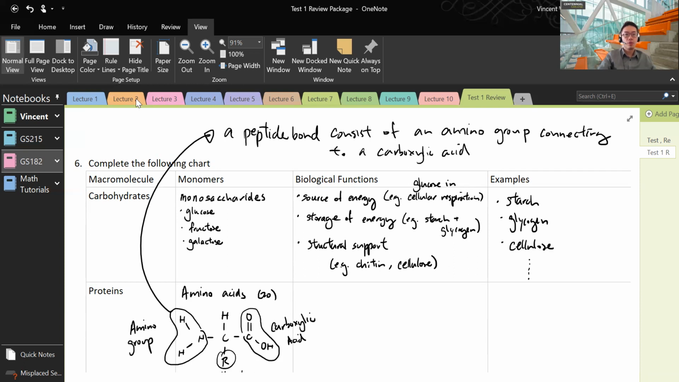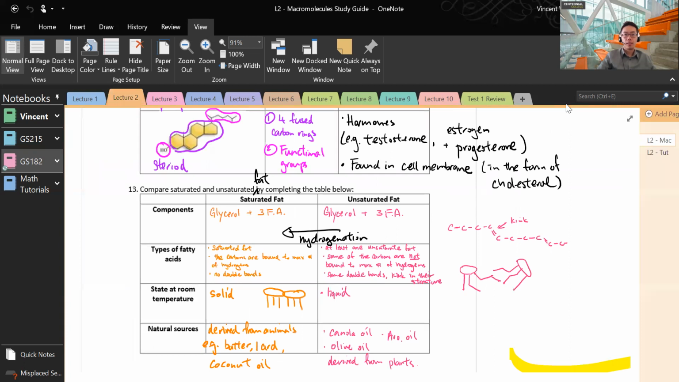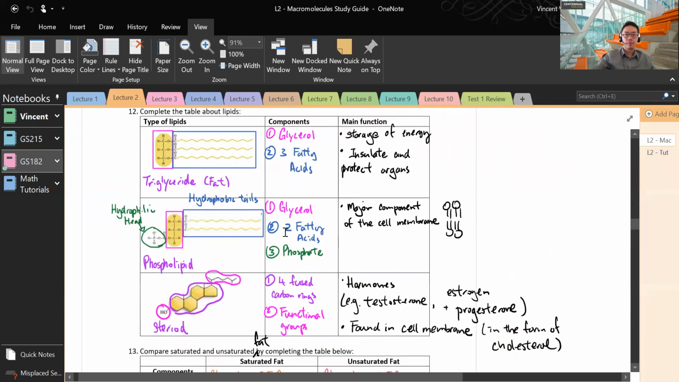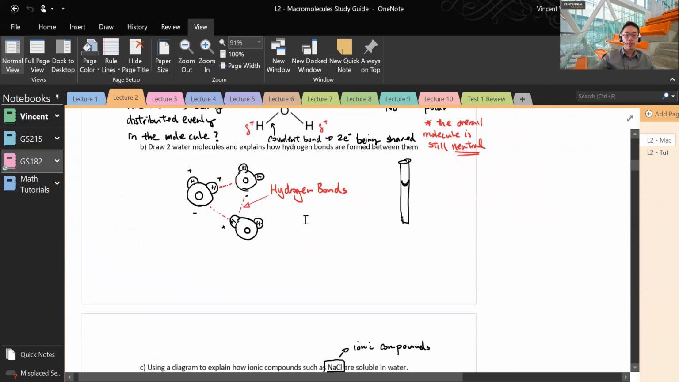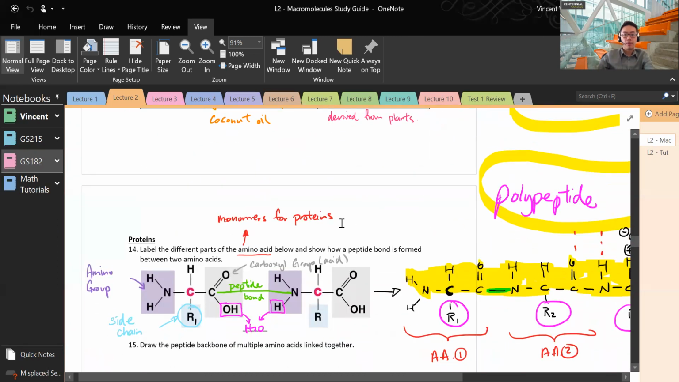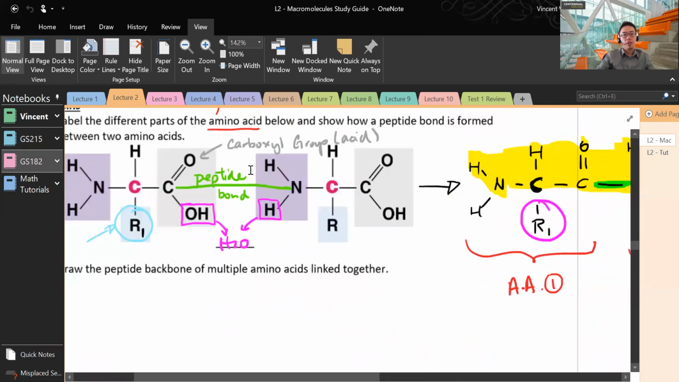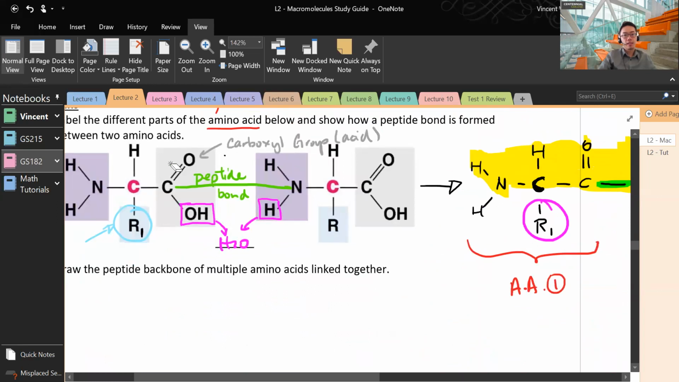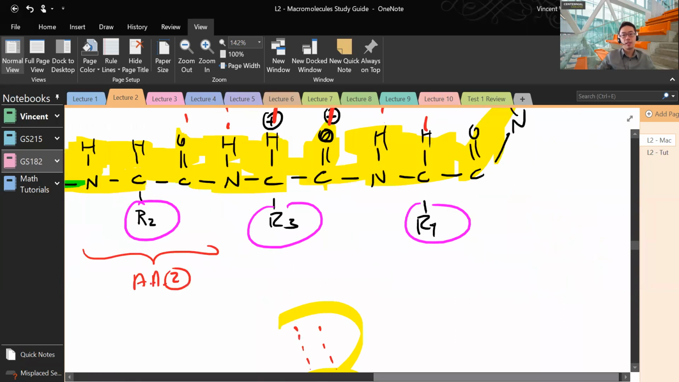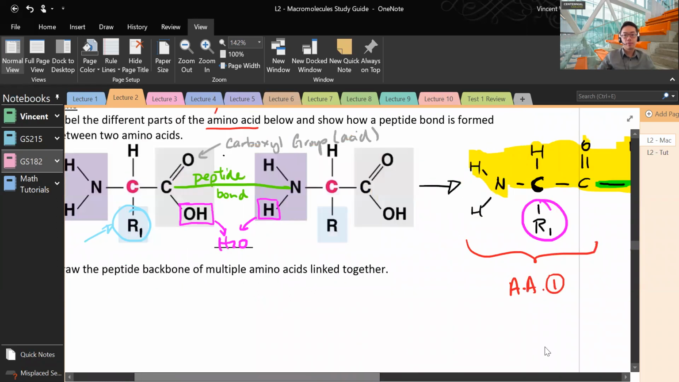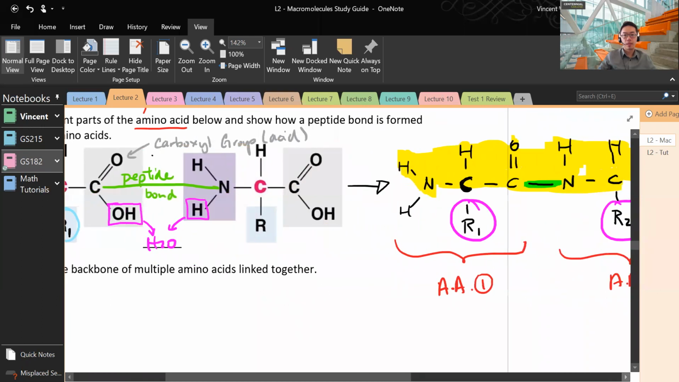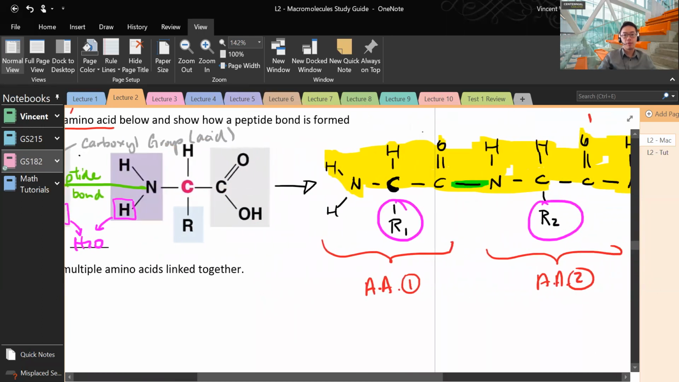So in lecture 2, we did it, right? I think we did it right here. You see the peptide bond? When you take the carboxylic acid and you connect it with the amino group, you create a peptide bond, and it looks something like this. Right here, that's the peptide bond. Understand? Carboxylic acid and the amino group.